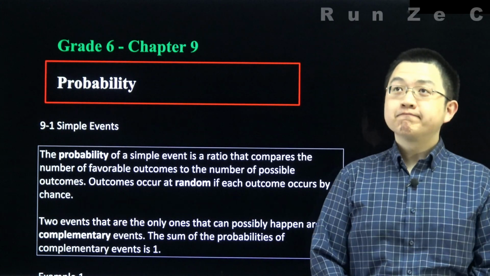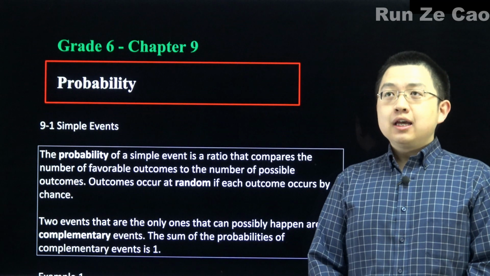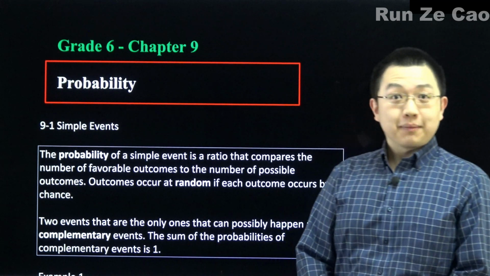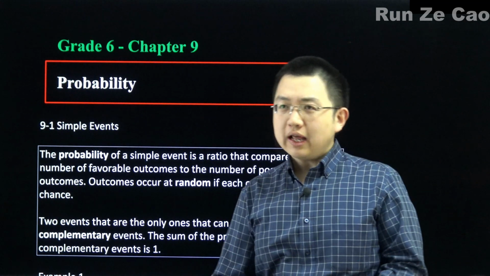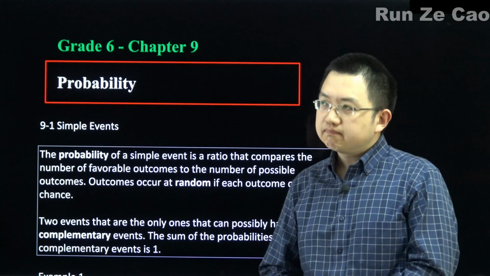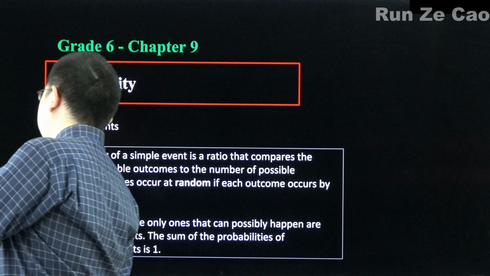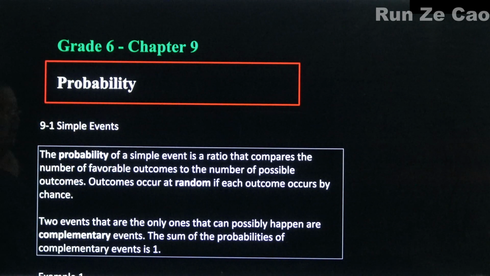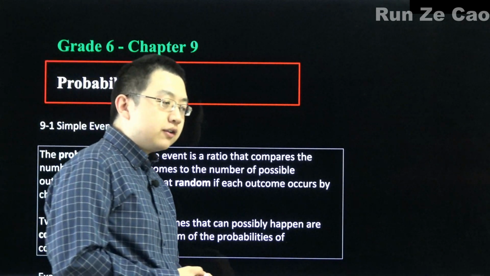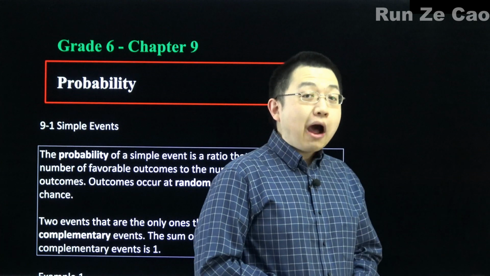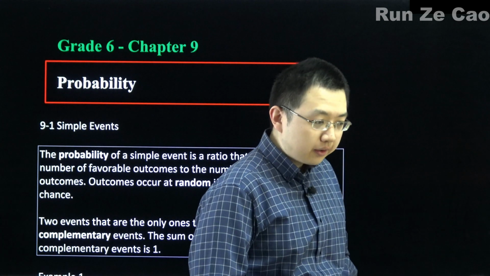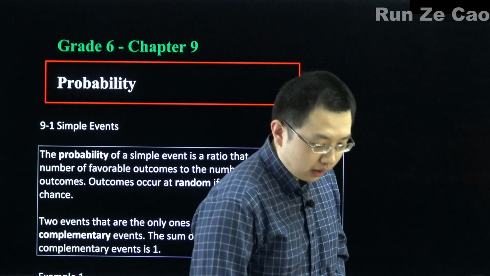Things happen. Okay. What does it mean when we say something happens randomly? Well, it happens by chance. That's why we call it random chance. Okay, the probability of a simple event is a ratio. It compares the number of outcomes that you're looking for versus the number of total possible outcomes.